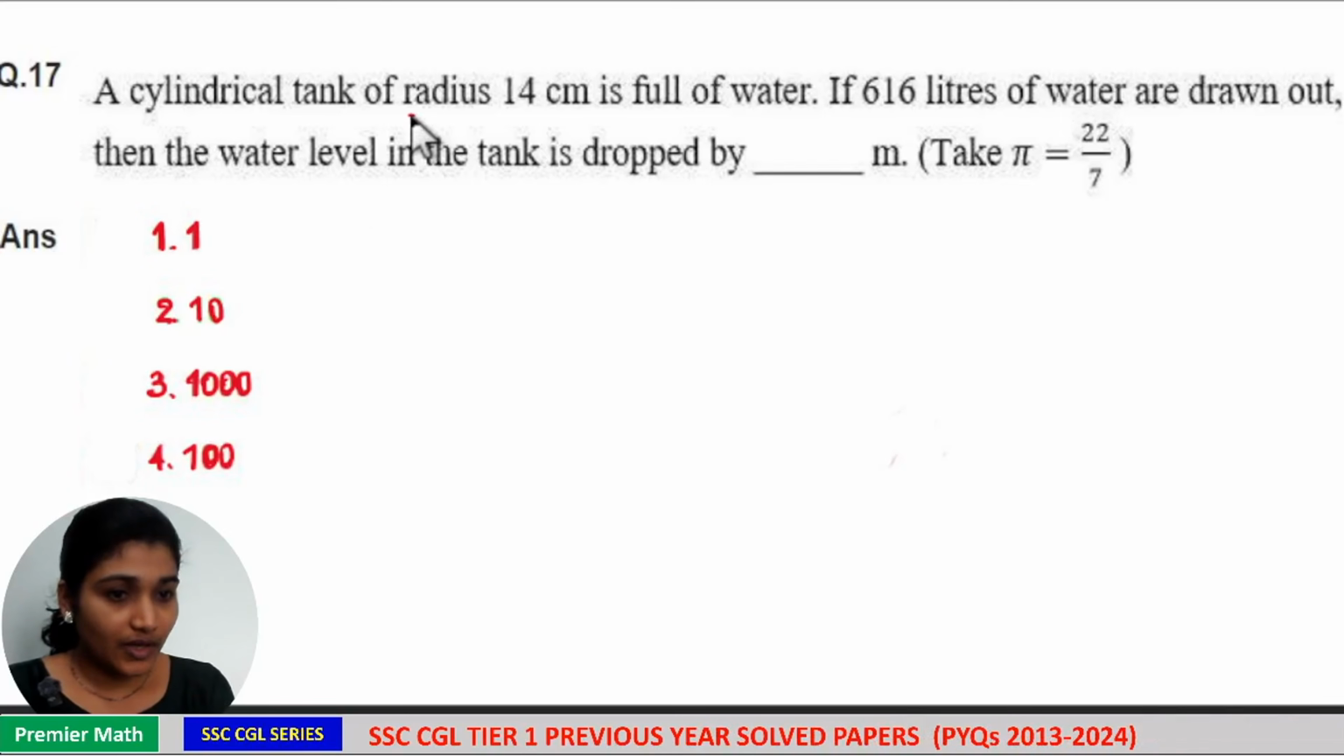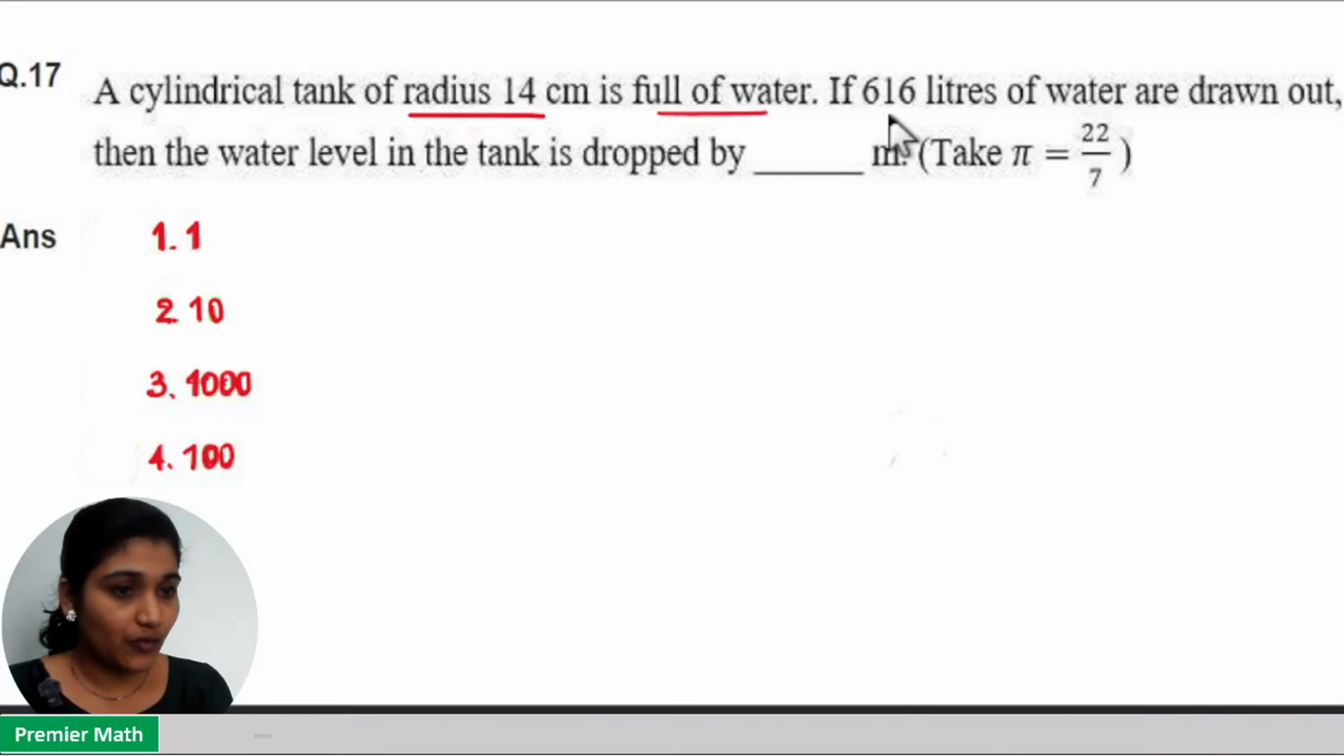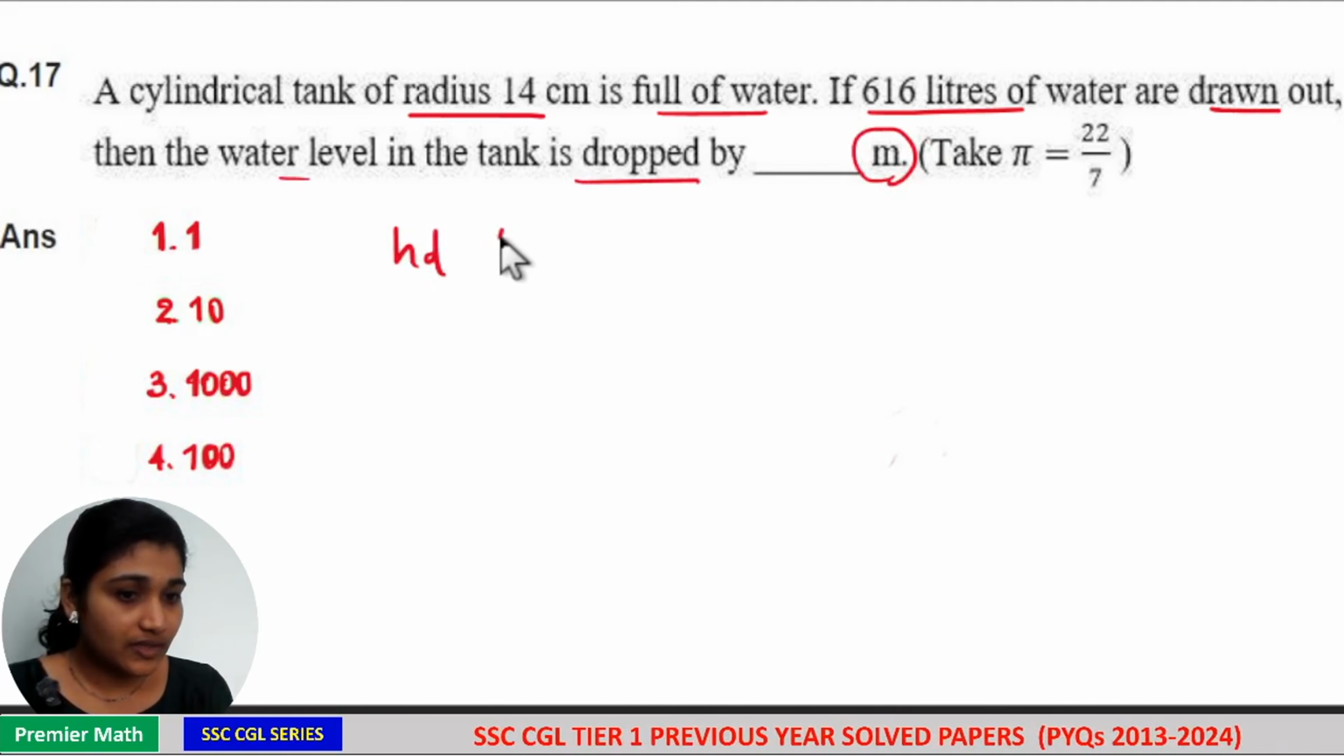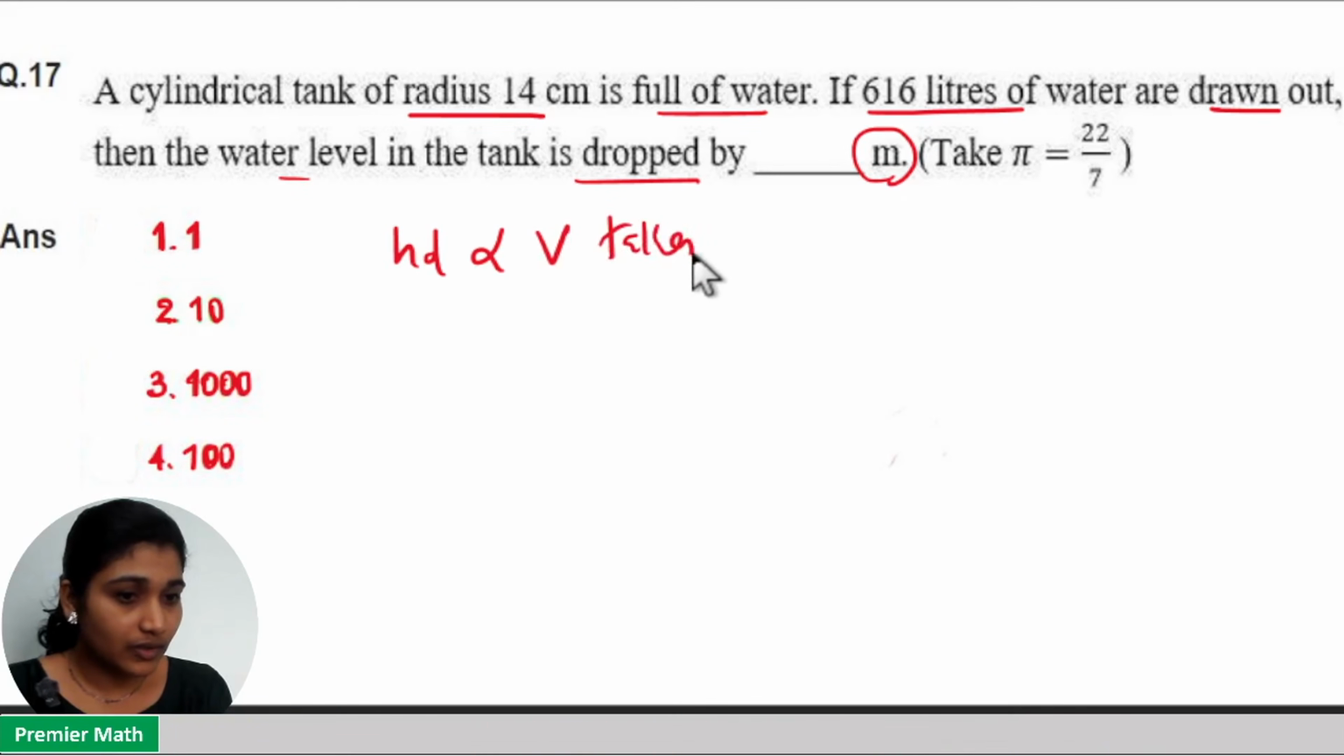A cylindrical tank of radius 14 centimeters is full of water. If 616 liters of water are drawn out, then the water level in the tank drops by how much? Here we need the answer in meters. Whenever you take out water from a tank, the height difference is directly proportional to the volume of water taken.